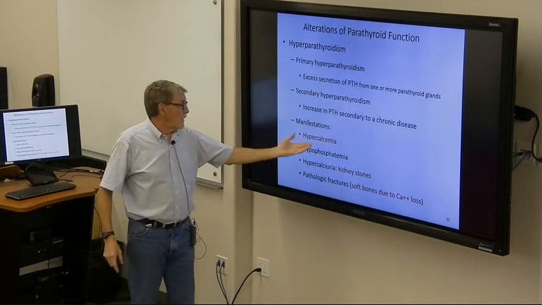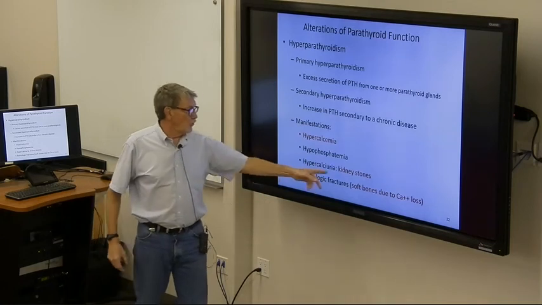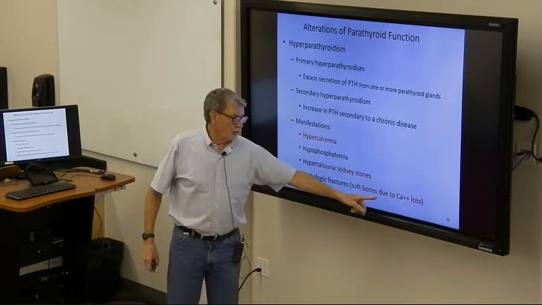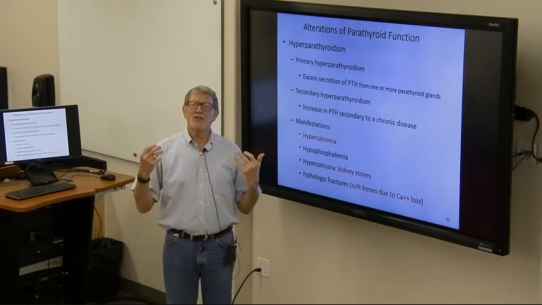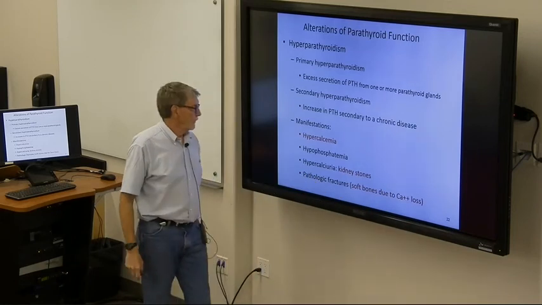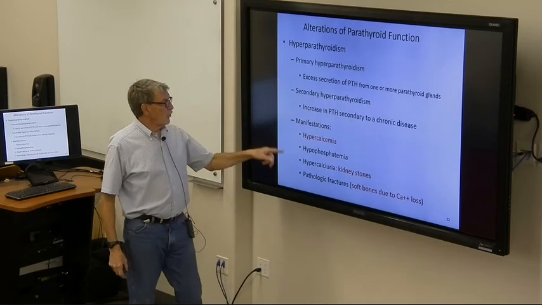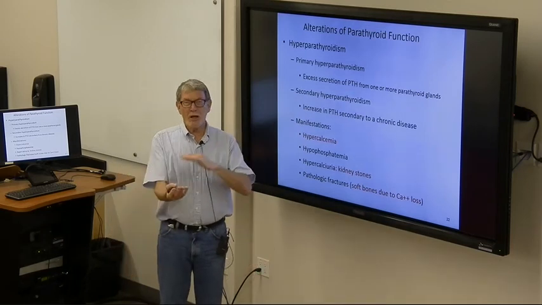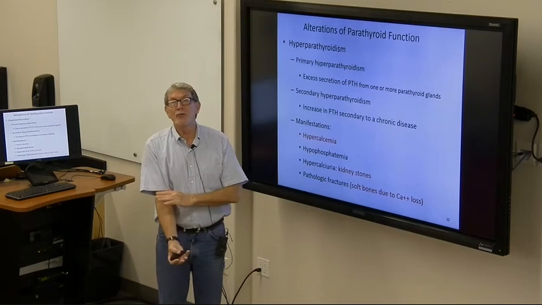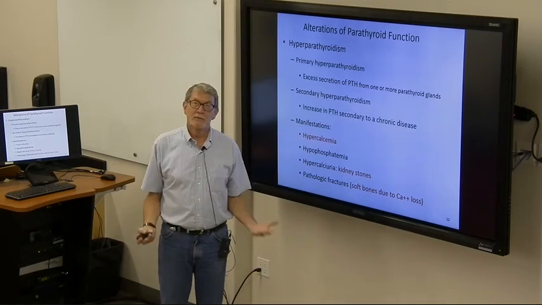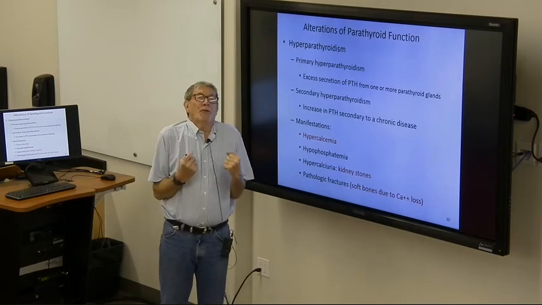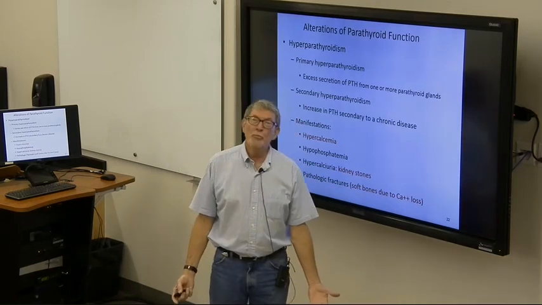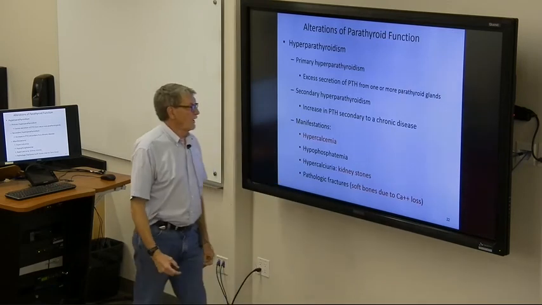Hypercalcemia. It could cause kidney stones. It could cause soft bones because you're constantly leaching calcium out of the bones. It can cause hyporeflexia because too much calcium causes muscles not to stimulate properly. Too little causes muscle cramping. Too much causes flaccid muscles, hyporeflexia.